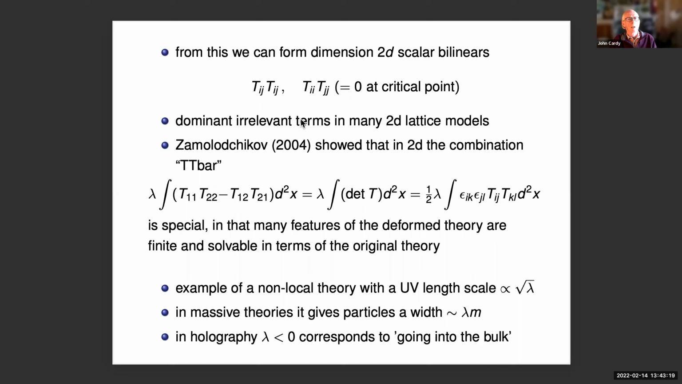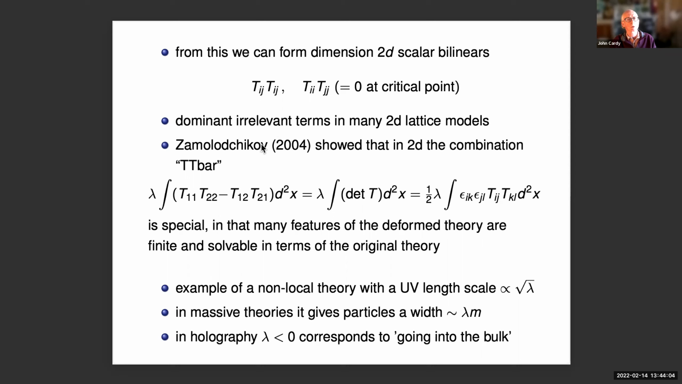scale invariant. Now, these T-squared terms are the dominant irrelevant terms in many two-dimensional lattice models. Because they have dimension 4 in 2 dimensions, they're irrelevant in the infrared, but that means that they're relevant in the ultraviolet. So you would expect them to correspond to terms which are ultraviolet infinite, but that is corrections which depend explicitly on the cutoff.